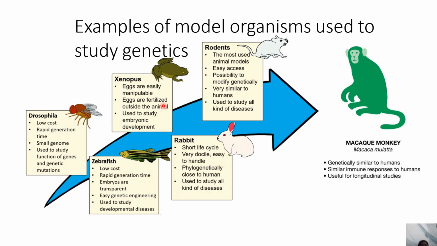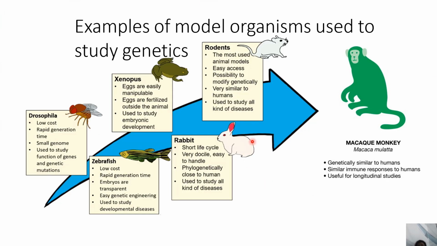Xenopus eggs are easily manipulatable. Eggs are fertilized externally, and the animal is used to study embryonic development. Rabbit, again, short life cycle, very docile, easy to handle, phylogenetically close to human, used to study all kinds of diseases. And rodents, the most used animal model: easy access, possibility to modify genetically, very similar to humans, and they are used to study all kinds of diseases.